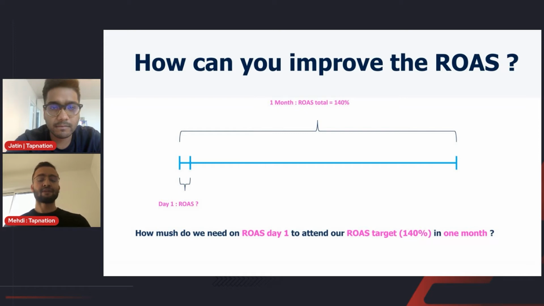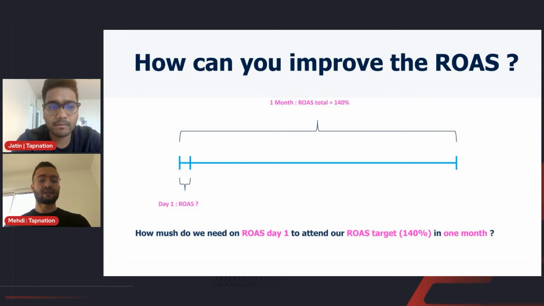More specifically, we need to know, for example, for a ROAS target of 140% in 1 month, how much do we need in ROAS day one to attain this target? If we can answer this question, we will have the ROAS on day one on each country, and all we need is to make a daily spending that makes you attain this ROAS.